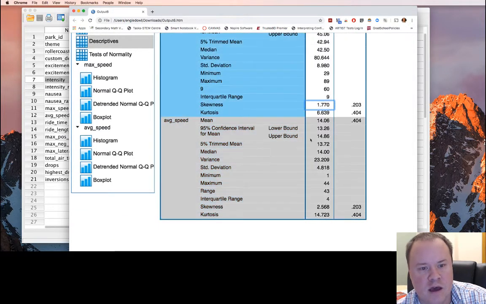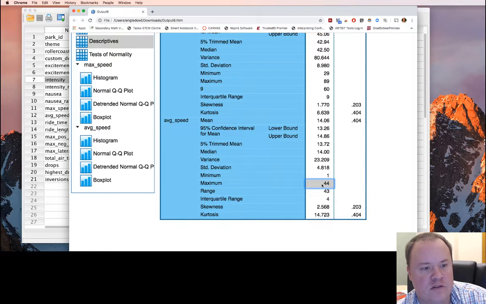Okay, moving on to average speed. We see a mean of 14, trimmed mean of 13 miles per hour, almost 14, so not much difference there. A median of 14, so the mean and the median being pretty much the same indicates pretty good symmetry is likely. The standard deviation is about 5 miles per hour. Minimum is 1 mile per hour. Wow. A minimum average speed of 1 mile per hour. Well, I guess that makes sense, right? When you're first starting out a ride.